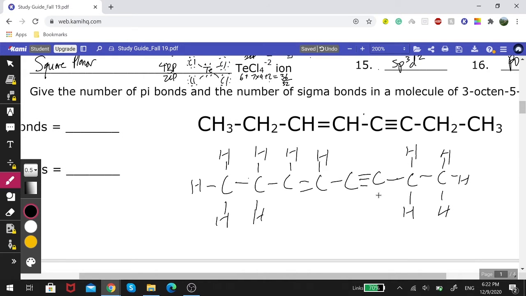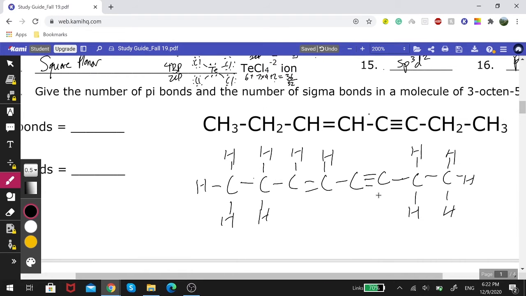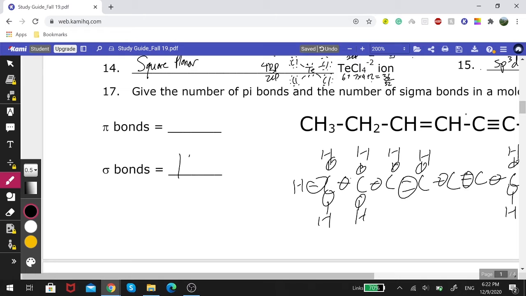So every single bond has 1 sigma bond, a double bond has 1 pi bond, and a triple bond has 2 pi bonds. So first count the number of bonds: 1, 2, 3, 4, 5, 6, 7, 8, 9, 10, 11, 12, 13, 14, 15, 16, 17, 18, 19. There's 19 bonds, therefore 19 sigma bonds.